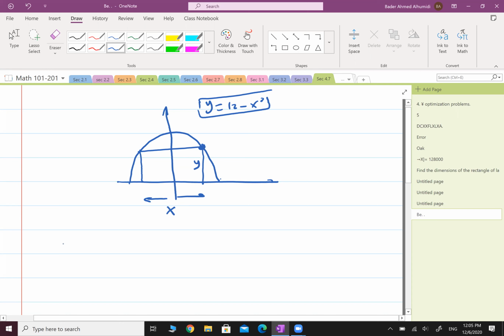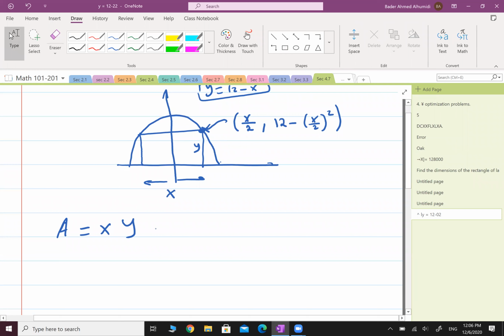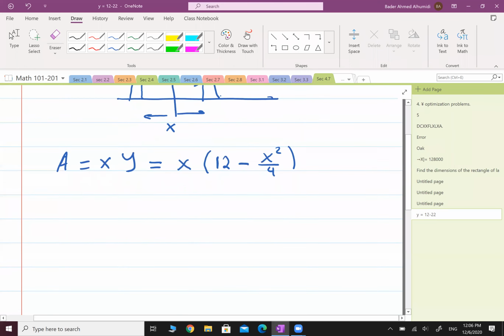The coordinate of this point, of course, the area will be now x times y, not 2x times y. But be careful here. When you find the coordinates of these points, the coordinates of this point will be x over 2 and 12 minus x over 2 all squared. This is what we have. x over 2 and y is equal to 12 minus x over 2 all squared. So the formula for the area will be x times y, x times y, meaning 12 minus x squared over 4. So that will give me another option to solve the question.